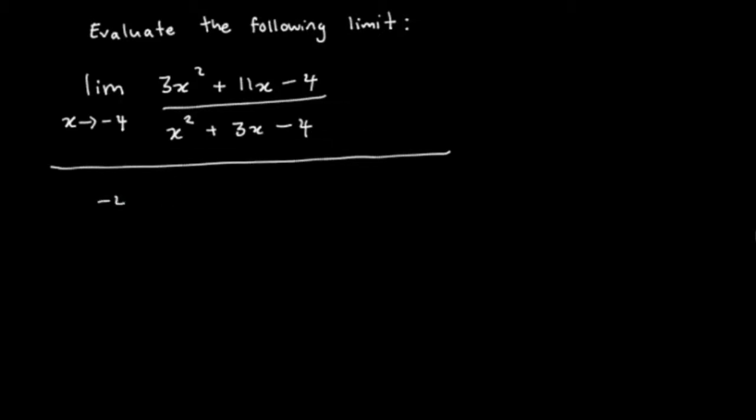So we basically get negative 4 squared plus 3 times negative 4 minus 4, and you can notice here that you get 16 minus 12 minus 4, which is in fact 0. So this limit will actually cause a restriction on the denominator. Therefore we have to simplify it, and how we're going to simplify this is we're going to factor both quadratic expressions on the numerator and denominator.